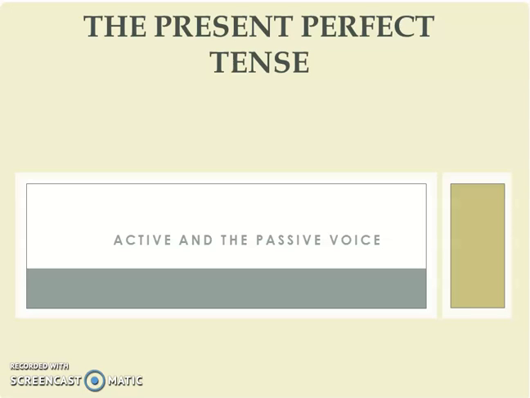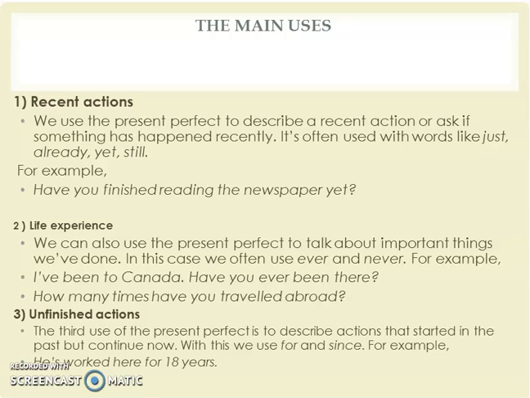In today's lesson we are going to discuss the present perfect tense, active and passive voice. First of all, we'll discuss the main uses of present perfect tense, meaning the conditions or situations where we use present perfect tense. Basically, we use present perfect tense in three situations.